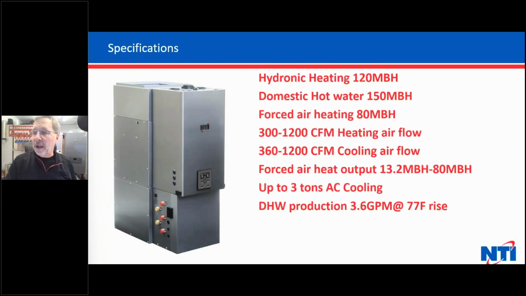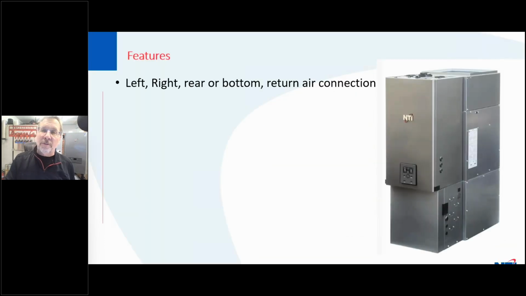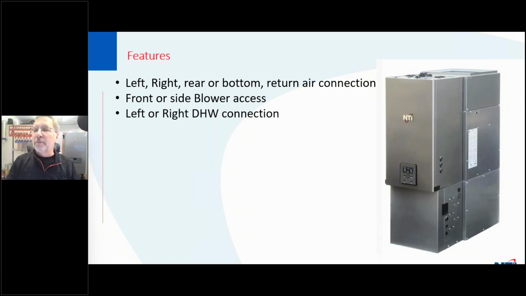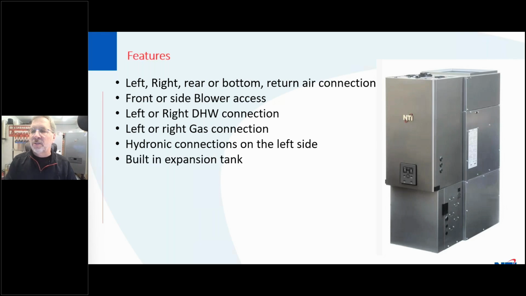So up to 1200 CFM, or what you and I would call 3 tons, venting on 2-inch and 3-inch, just like a TRX. 200 pounds, 225, and with the crate it's about 260 pounds. Because we use a Dexstar motor, you can use right, left, bottom, or back return, doesn't matter. So front or side blower access, left or right hand domestic hot water connections, right or left gas connections. Hydronic connections are only on the left side for your additional zones. Built-in expansion tank, and I'm advised to advise you guys that you should leave access to one side or the other so you can get the expansion tank out.